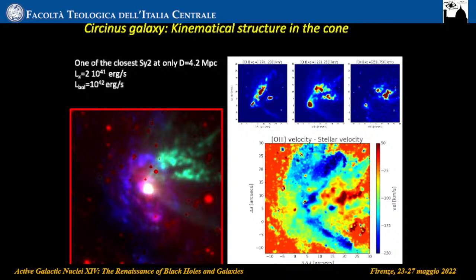This is Circinus. You see that the kinematical structure in the outflowing cone is very complex, with blue shifted and red shifted regions. These are channel maps at different velocities, where you see these clumps in the oxygen 3 emission that are moving away in the outflow.